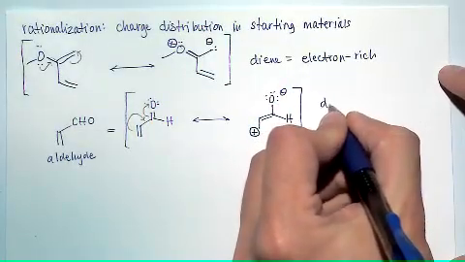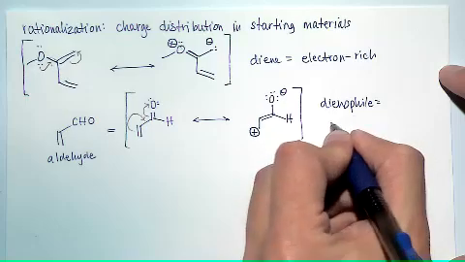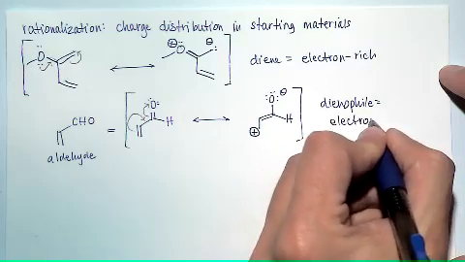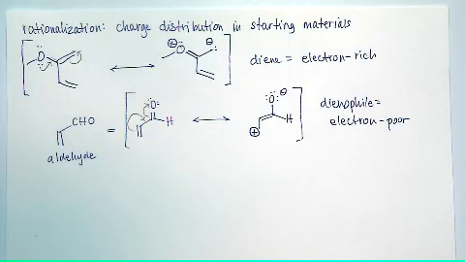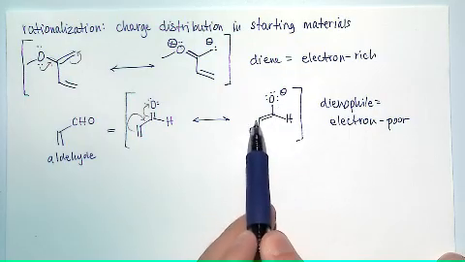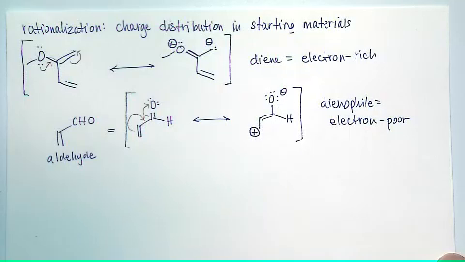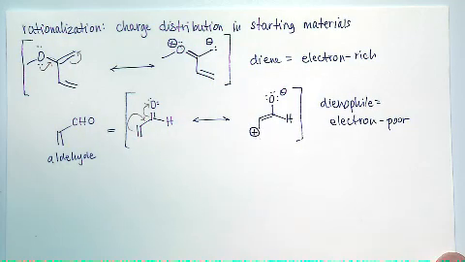And the dienophile is electron poor because of this resonance structure, because we've pulled some electron density away from the dienophile double bond and toward the oxygen. And so that makes this area of the molecule electron poor.